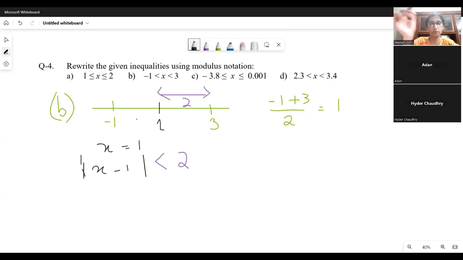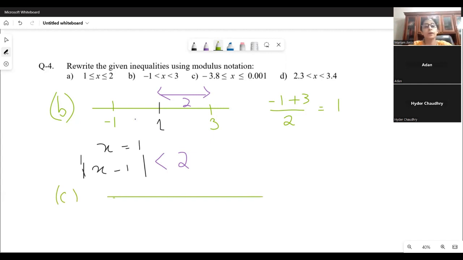Because the maximum distance between the midpoint and the extreme value is, sorry, 2. So that's why you write less than 2. Okay, part C.